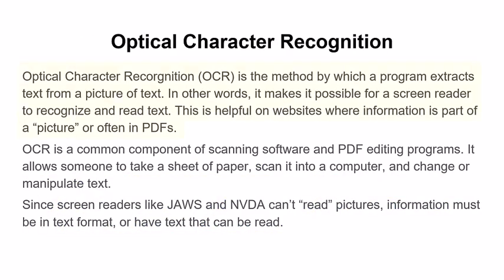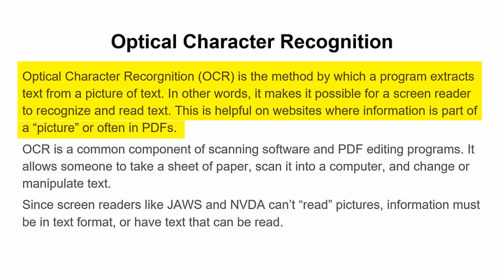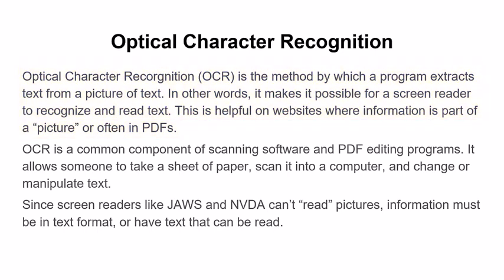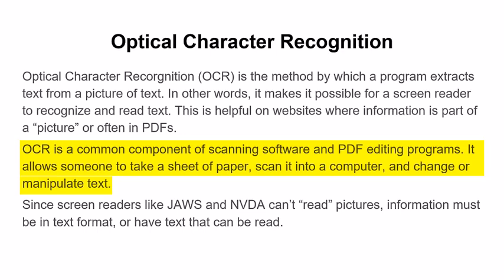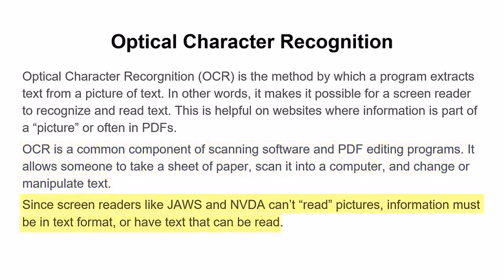Optical character recognition is the method by which a program extracts text from a picture of text. In other words, it makes it possible for a screen reader to recognize and read the text. It's very helpful on websites where information is part of a picture, or in some PDFs. OCR is a common component of scanning software and PDF editing programs. It allows somebody to take a sheet of paper, scan it into a computer, and change or manipulate the text. Since screen readers like JAWS and NVDA can't read pictures, the information has to be in a text format or have text that can be read.